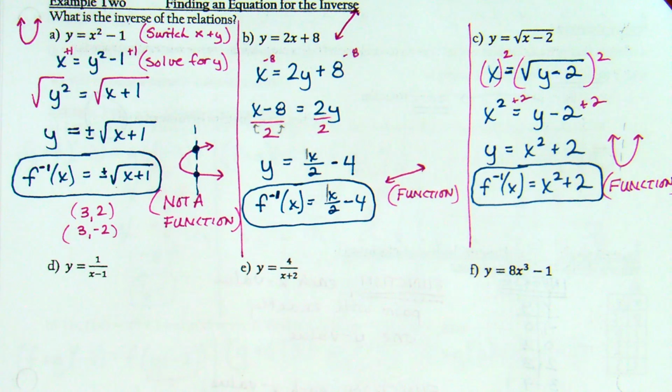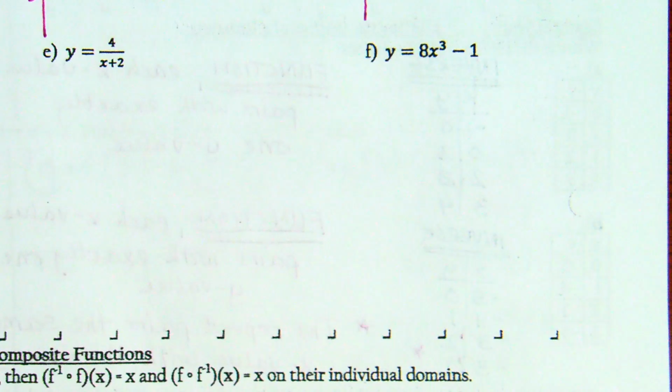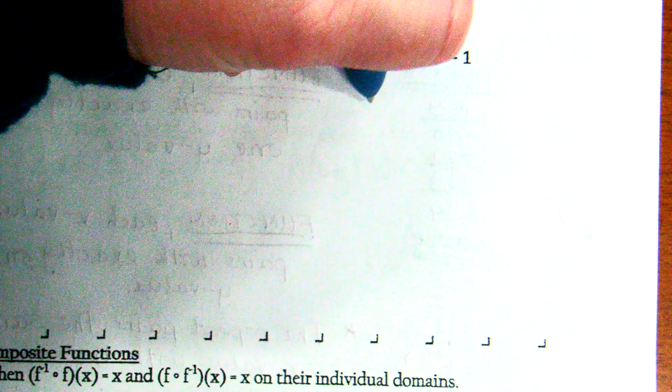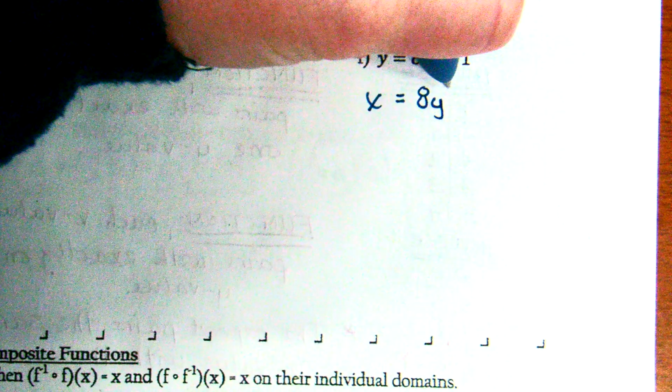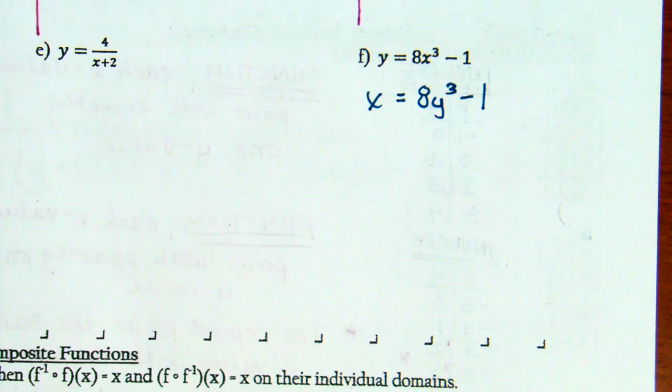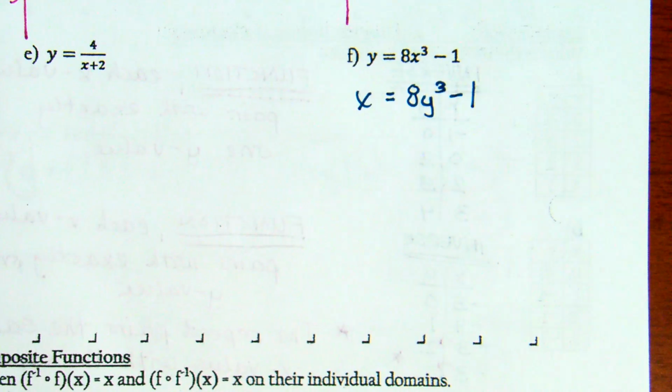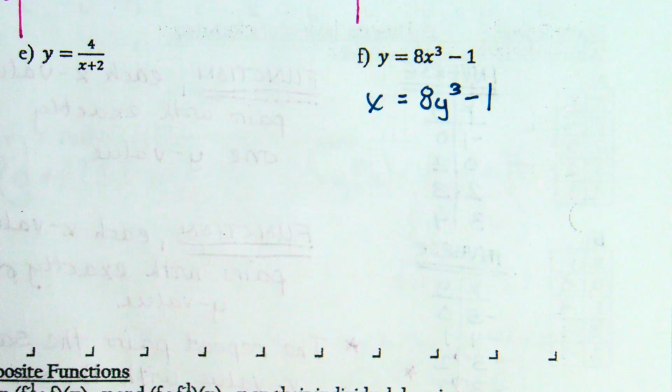What is step 1 when we are trying to find an inverse? Switch X and Y. So instead of Y equals, I'm going to say X equals. Instead of 8X cubed minus 1, we're going to say 8Y cubed minus 1. After we switch X and Y, our job is to do what? Solve for Y, which means we are going to add 1. If it's 8y cubed minus 1, let's start by adding 1. If we add 1 on one side, add 1 on the other side.